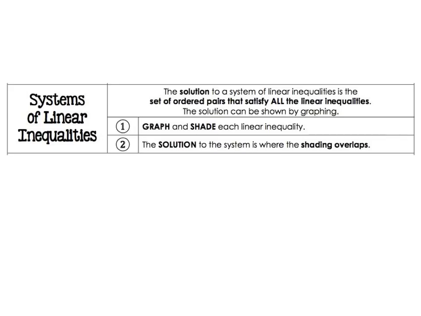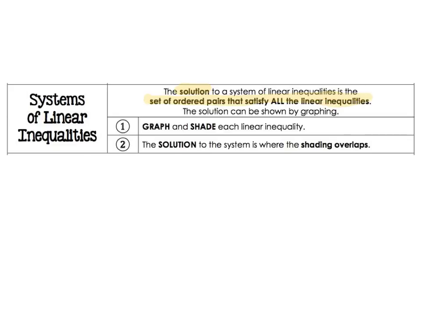When we're talking about systems of linear inequalities, remember an inequality is an equation, but instead of an equal sign we have less than, greater than, less than or equal to, or greater than or equal to. The solution to a system of linear inequalities is the set of ordered pairs that satisfies all the linear inequalities.